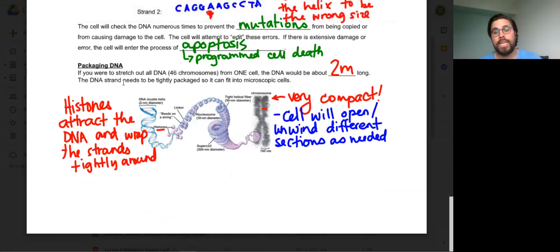So packaging DNA. If you were to take all 46 chromosomes or all of our DNA from just one single cell, the DNA would be approximately 2 meters long. So if you're 6 feet tall or you have a meter stick kicking around, double that, and that's the approximate length of one cell's DNA. So one single skin cell has DNA that's approximately 2 meters long. So this DNA needs to fit inside of a microscopic cell. And it does that by tightly packaging and winding it up into our chromosomes.